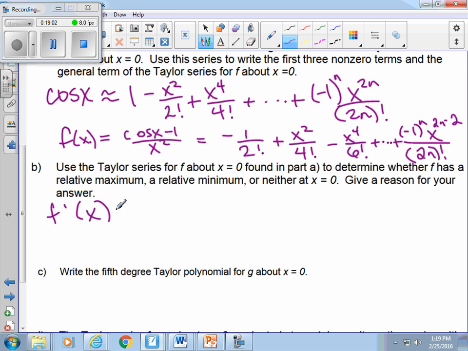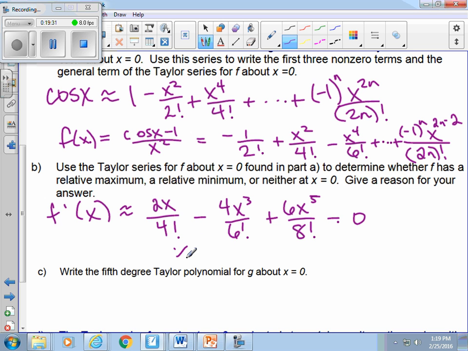Okay, good. F prime of x, which is 2x over 4 factorial. Where did the 1/2 go? The derivative of a constant is 0. 4x cubed over 6 factorial. Correct. 6x to the 5th over 8 factorial. Equals 0, add x equals 0. Everyone agree with that?